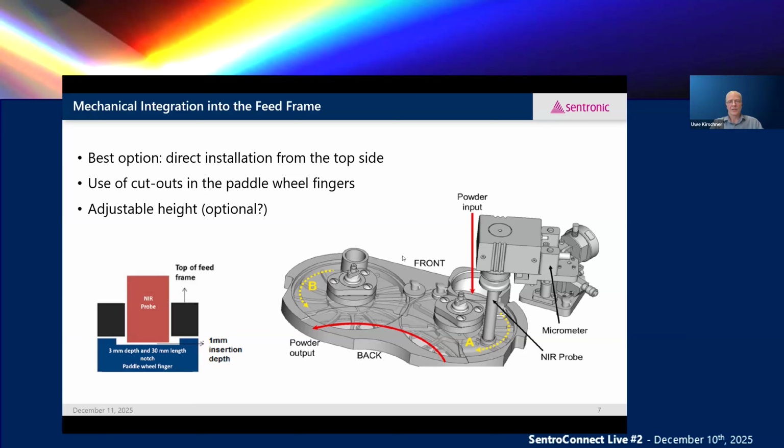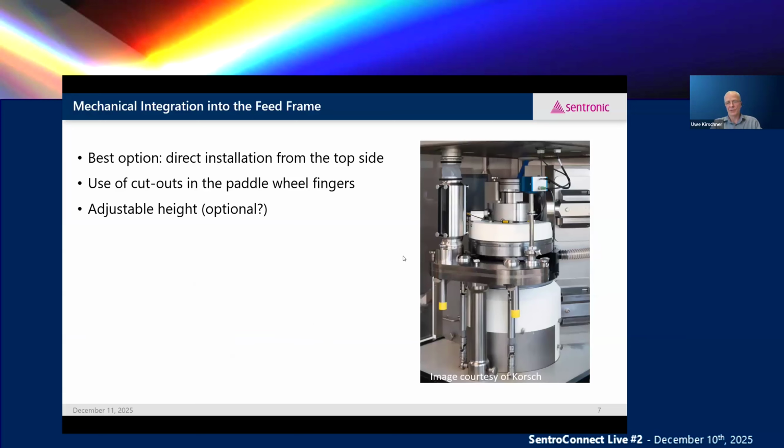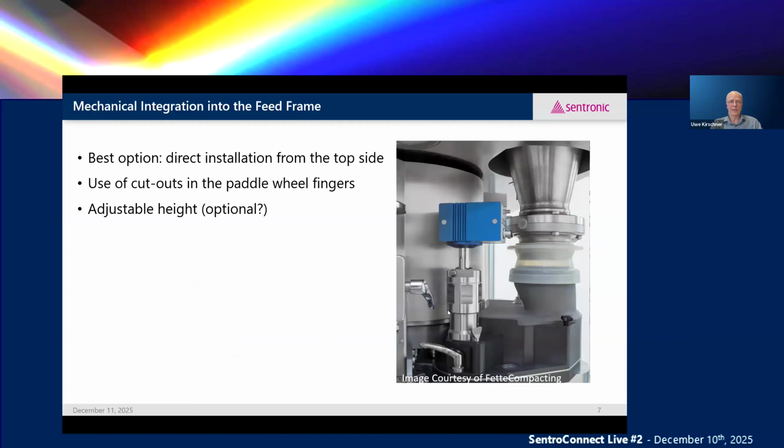Then there are installations in the field with different types of presses. I'm just showing you examples here from a Porsche implementation, and alternatively with Fette presses, which also allow the height adjustment of the probe itself.